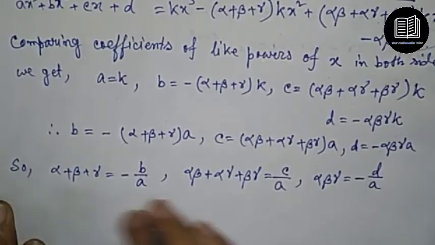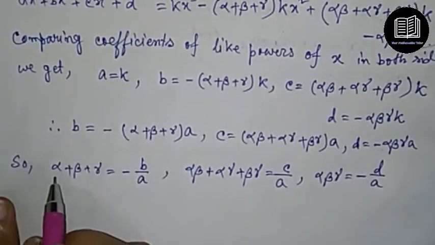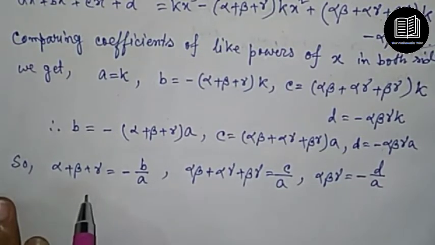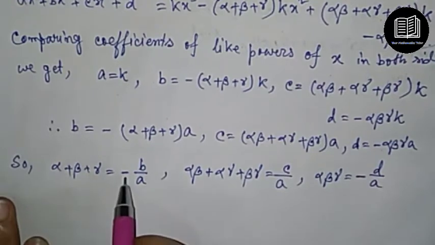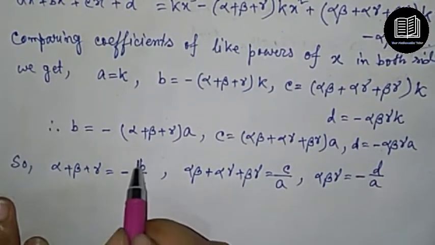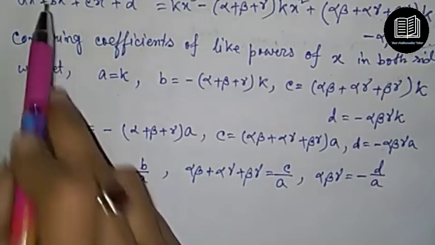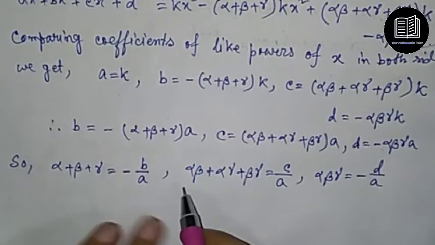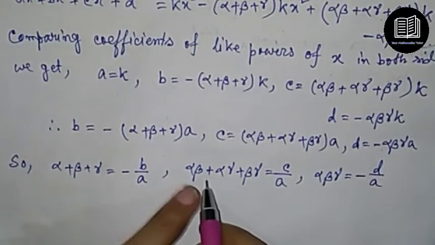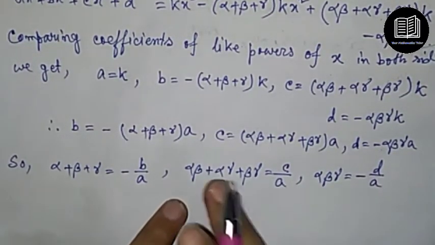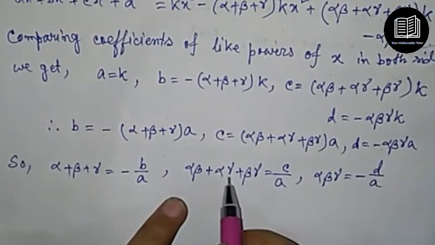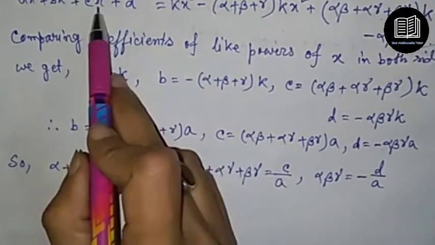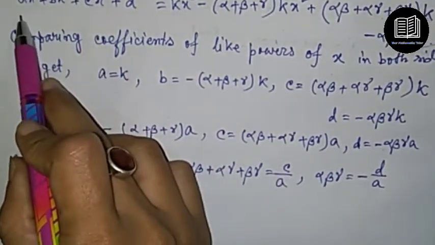Correct? Now see very carefully that alpha plus beta plus gamma means the sum of the zeros. Sum of the zeros equals to minus b by a, that is coefficient of x square by coefficient of x cube. Similarly here this is the sum of the product of zeros taking 2 at a time, alpha beta plus alpha gamma plus beta gamma. This is equals to c by a, that means coefficient of x by coefficient of x cube.